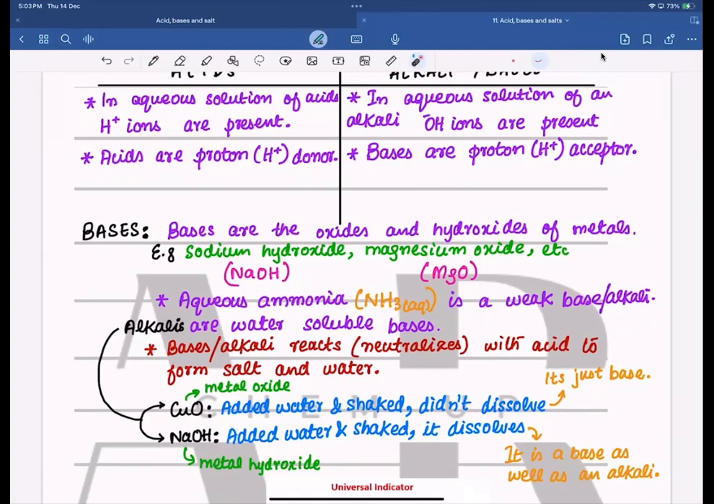We are going to write the rules of solubility, which compounds are water soluble and which are not, and you have to remember that. In the next class, when we start salt preparation, we will discuss it. Right now you have to know that all metal oxides, metal hydroxides and aqueous ammonia are bases. Out of those, the ones which are water soluble are alkali, and the ones which are not water soluble are just bases. That's it.